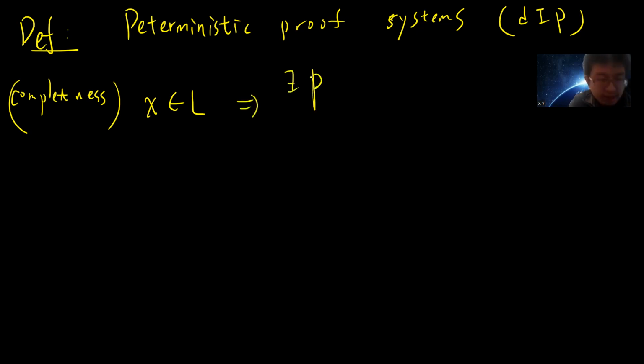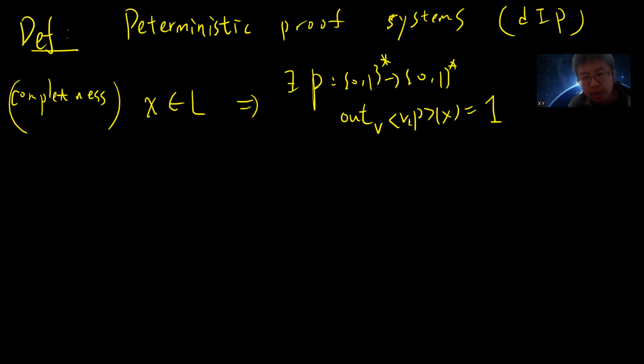Also, there's a P, this is the interactive proof system, that outputs to the verifier. So the verifier will finally output yes. The final round of this verifier will give you 1. So the verifier will say yes.